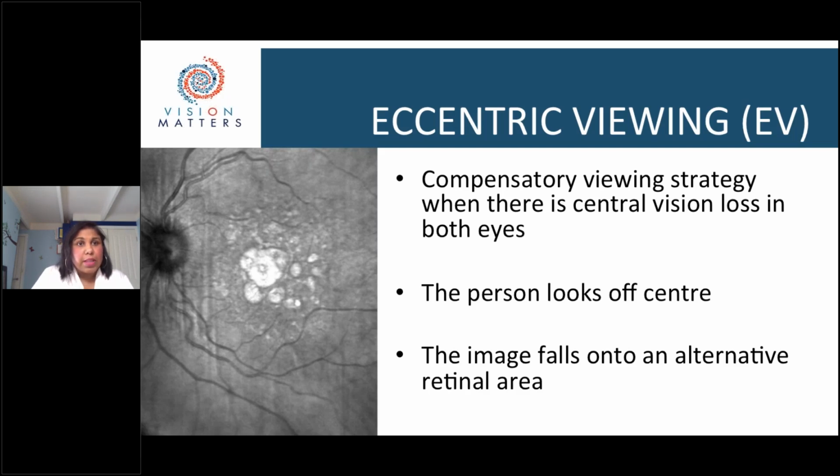So with eccentric viewing, the person looks off centre or past the object in order to see it with their peripheral vision. This means that instead of the image falling on the centre part of the retina, where the damage is, they move their eyes off centre so their image falls on a peripheral or side retinal area that is not damaged by this disease.